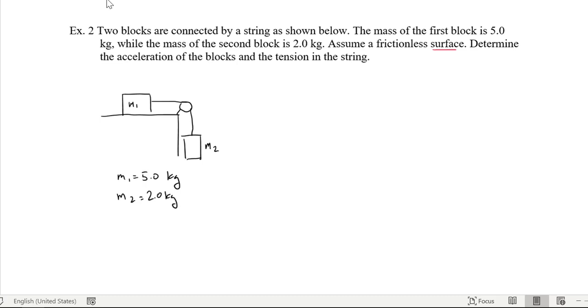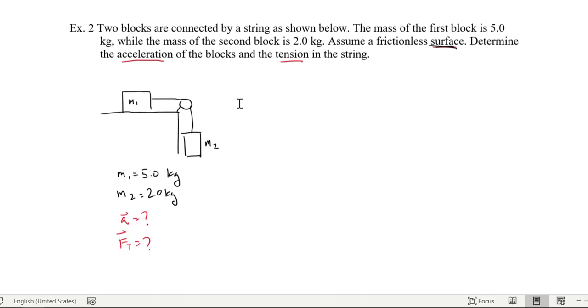And you may say, Miss, how can something that's only 2 kilograms pull something that is 5 kilograms? Well, because it's resting on a frictionless surface, really there's nothing holding M1 in place. So it actually should slide pretty easily. We'll look at what happens with friction in a minute. Okay, so again, the same thing, find the acceleration and the tension. Right, so we want to know acceleration and we want to know the tension.